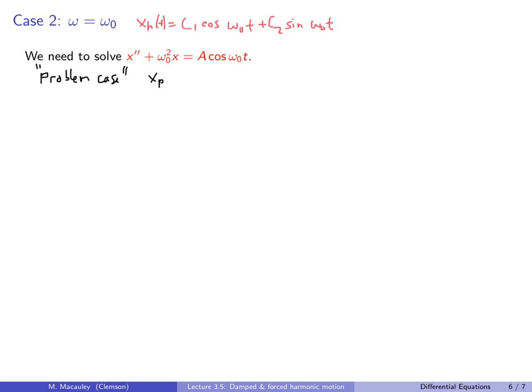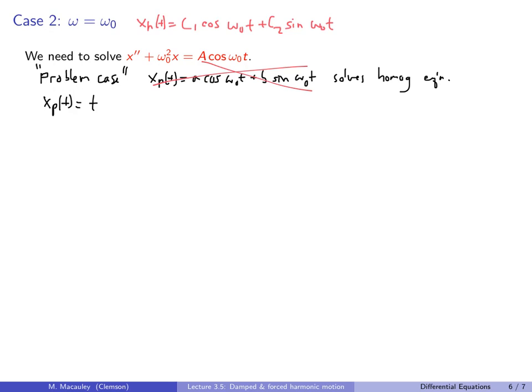Where the particular solution, xp of t, if we were to guess a cosine of omega naught t plus b sine of omega naught t, solves the homogeneous equation. So that's not going to work. So recall what we had to do to solve that is instead we have to put a t in front, so we have to guess that there's a solution that's t times a cosine of omega naught t plus b sine of omega naught t.